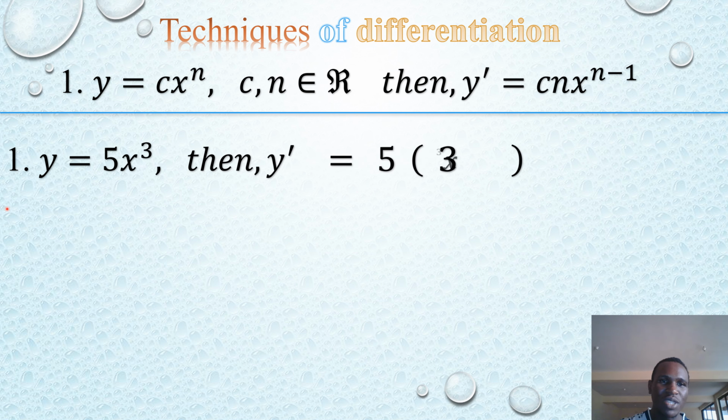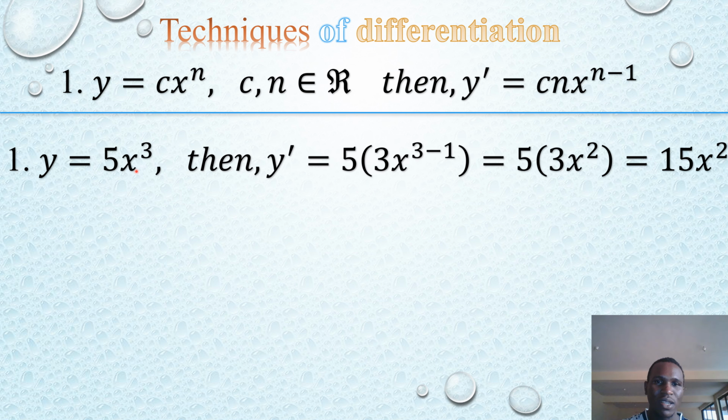Example, if you say we have y equals to this, so my 5 is a constant in front of x raised to the power 3. So I'll keep the 5 untouched like that and differentiate this x cubed. So I'll copy the 3 and reduce the power of 3 by 1. Okay? So now, when you simplify this, you have what? 3x squared. Then 5 times 3 is equals to what? That will be 15x squared. Good.